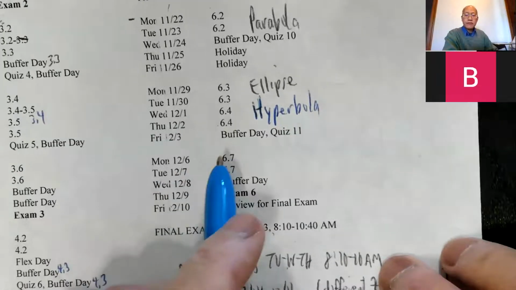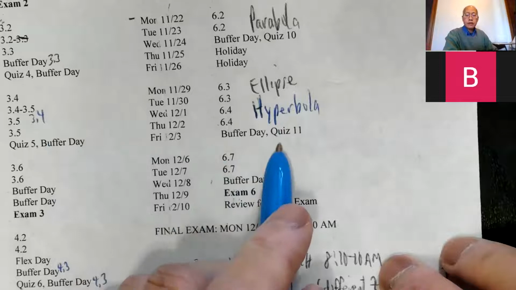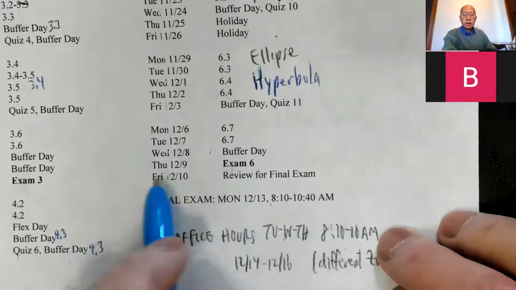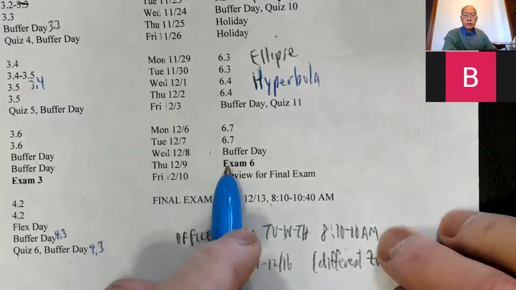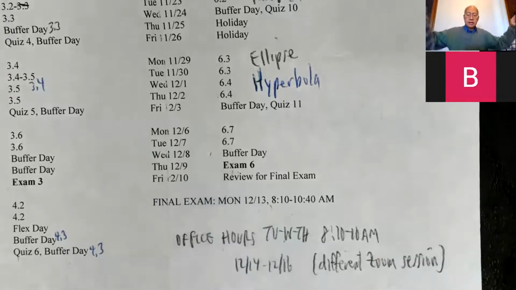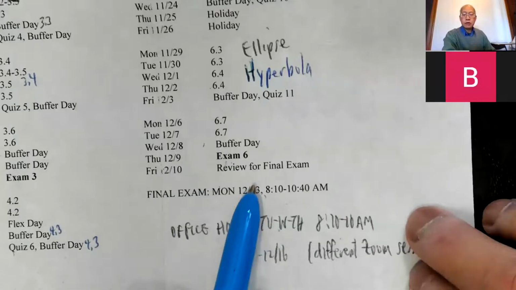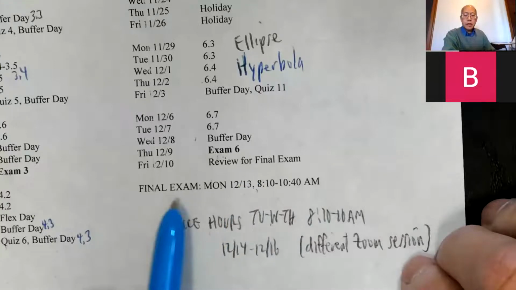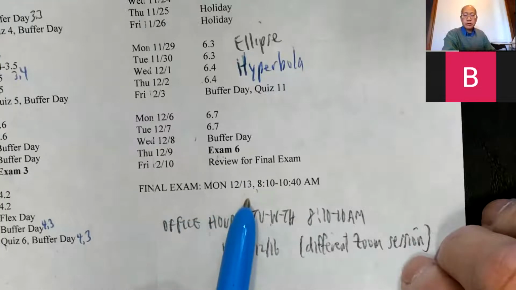Okay, the only thing we have left is quiz 11 and exam 6 on Thursday the 9th. Which means Friday is just an office hour. You don't have to show up if you don't want to. And our final exam is Monday the 13th.